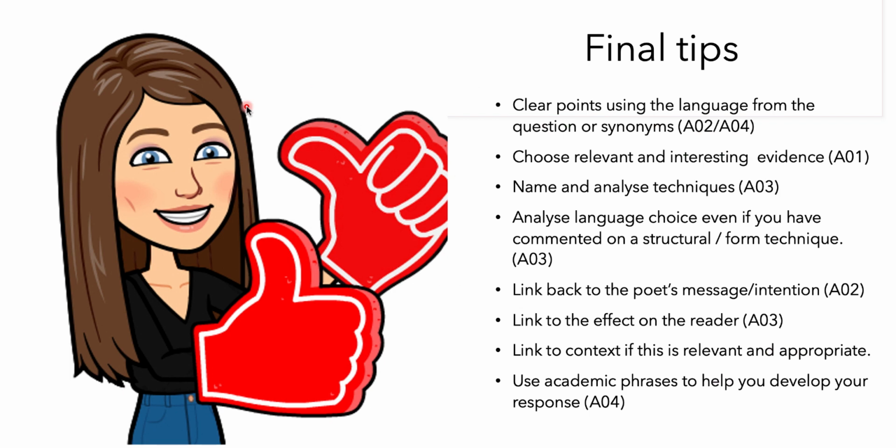So here are my final tips for this question. Make sure that your points are clear and you use the language from the question or synonyms. Choose relevant and interesting evidence that you know you can analyse. Name and analyse the techniques that you use. Analyse language choice even if you've commented on a structural or form technique. Link back to the poet's message and intention throughout. Link to the effect on the reader throughout. Use context if it's relevant and appropriate, and try and use academic phrases to help develop your response.